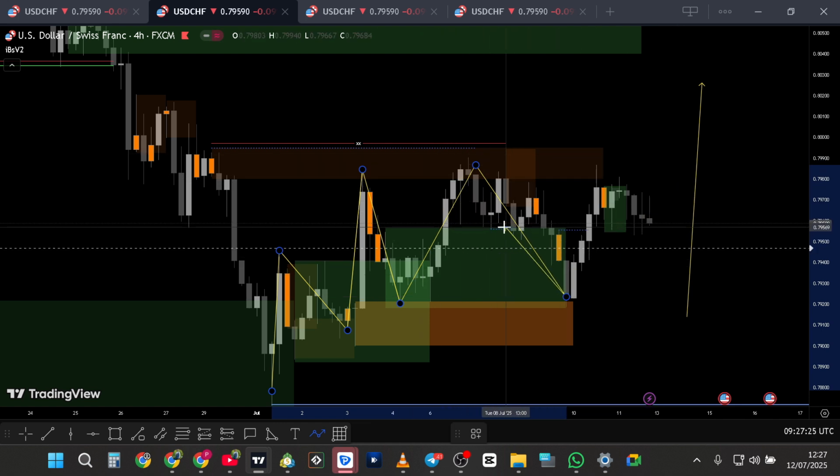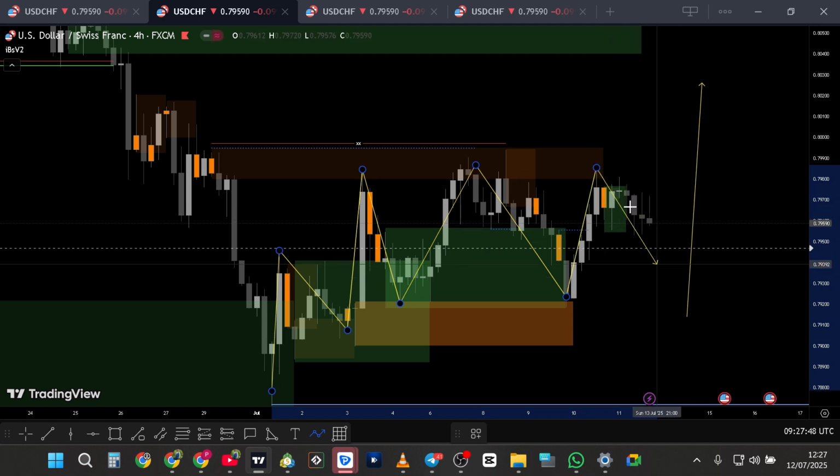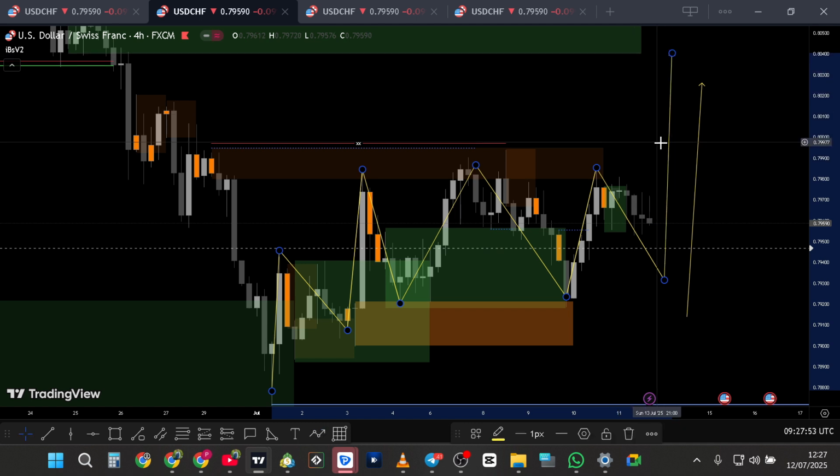Yes, we've had a change of character here, and a direct pullback to that supply, and then price shot up again to react to this demand, and then again another change of character to that supply. Now price could be pulling back to any of the supplies or demands that we'll be seeing on the 4 hour, on the 15 minutes. Okay, so maybe this is just a temporary pullback before we continue to the upside.